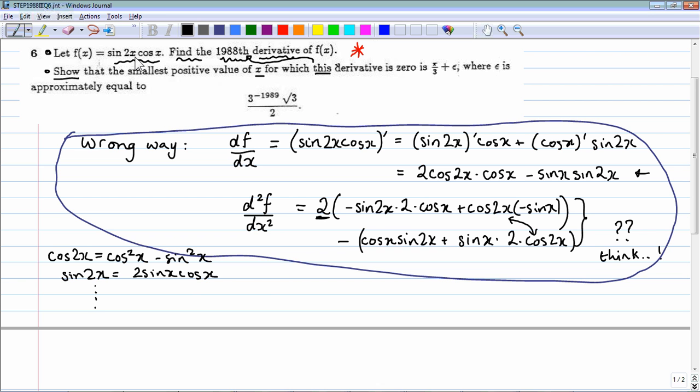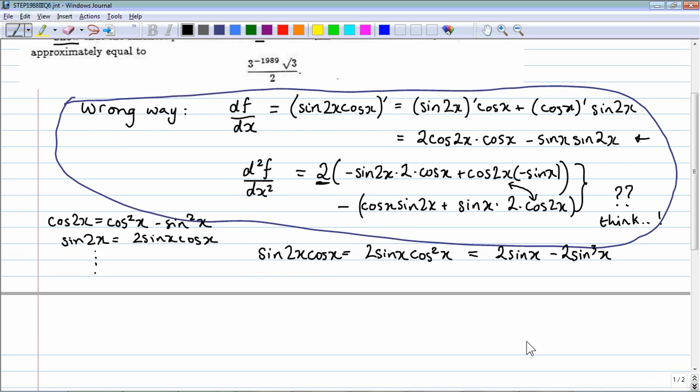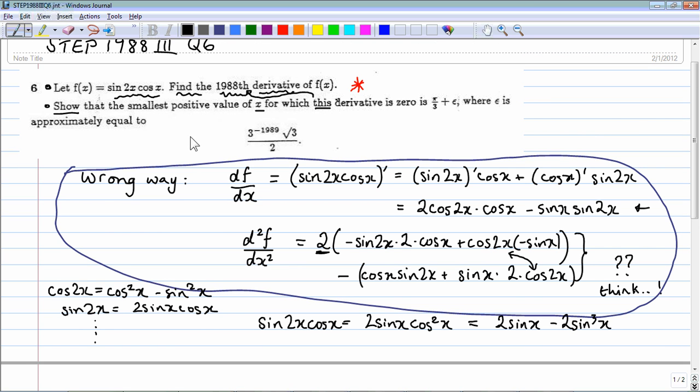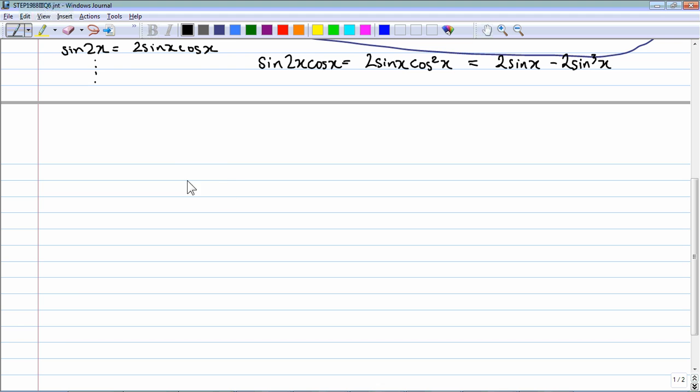Now, you might be thinking, sine 2x is 2 sine x cos x, so sine 2x cos x is 2 sine x cos x times cos x, that's cos squared x. And maybe it's even worth writing that as 2 sine x minus 2 sine cubed x. Maybe that would work. I don't deny it. But actually, by far the best idea, in my opinion, is to rewrite this using the idea of sine A cos B. Now, this is a very useful trick in many situations, so if you haven't learned it, please pay attention and learn it now.